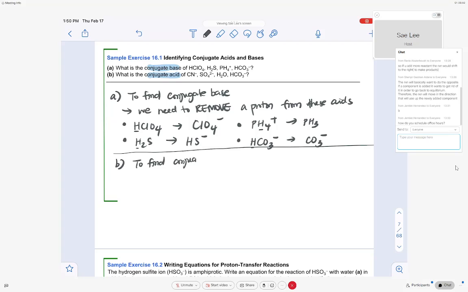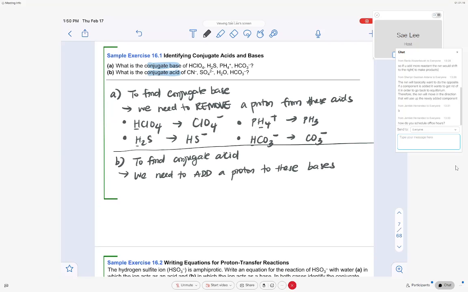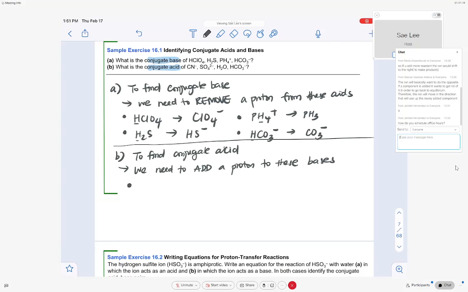To find the conjugate acid, we need to add a proton to these bases. The first base we have is the cyanide ion. The conjugate acid of the cyanide ion, if you add a proton, is going to be HCN, which is hydrocyanic acid.